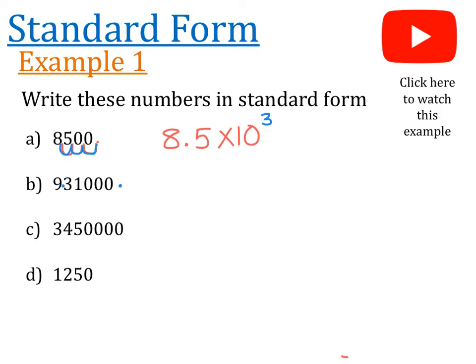And so we need to see how many places it went. It went 1, 2, 3, 4, 5. So that's 9.31 times 10 to the power of 5. All right, let's try this next one.